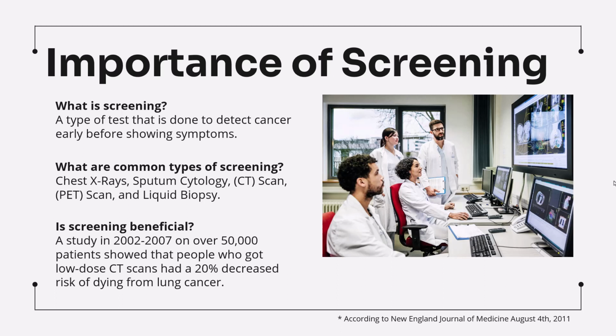Screening in high risk populations, such as long term smokers, has been proven to reduce lung cancer mortality. A study from 2002 to 2007 with 50,000 participants showed that low dose CT scans had a 20% decreased risk of dying from lung cancer. So, regular lung cancer screening can also help identify other respiratory diseases at an early stage, facilitating timely treatment and improving overall health outcomes.